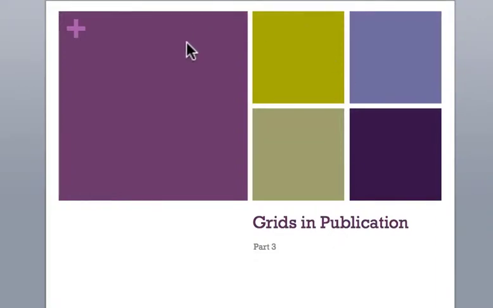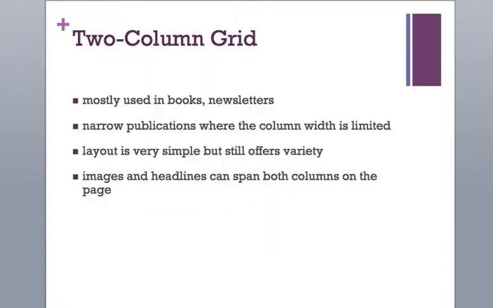Okay, now that we know what a grid is, let's talk about how we might use a grid in publications. So, the first thing we want to do is think about the kind of grid. And again, as we discussed in the previous video, we talked about how complex a grid might be based on your content. So, the first kind of grid that you might use in a publication is the two-column grid.